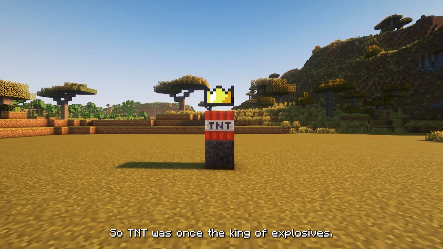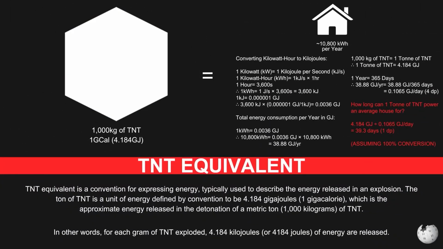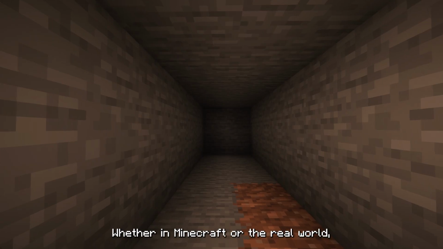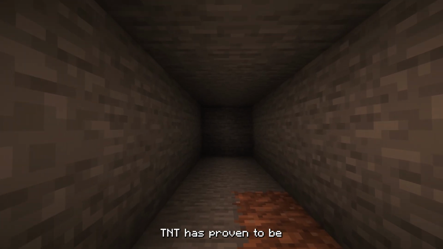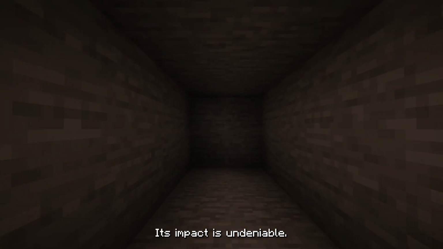So, TNT was once the king of explosives. But today, it's more of a benchmark for measuring other explosives. Like when we hear about a bomb being the equivalent of 1000 tons of TNT, it has become the golden standard for explosive power. Whether in Minecraft or the real world, TNT has proven to be one of the most iconic additions. Its impact is undeniable.